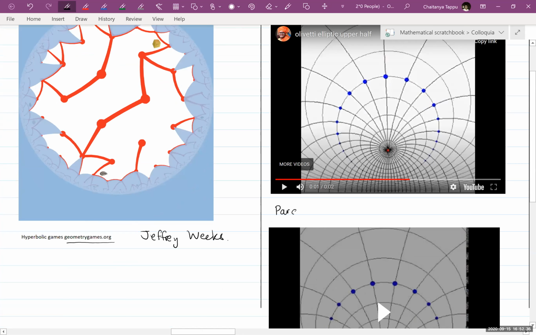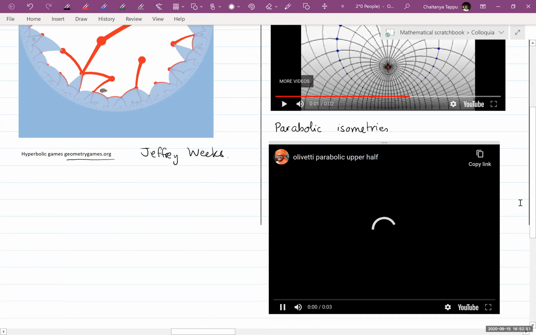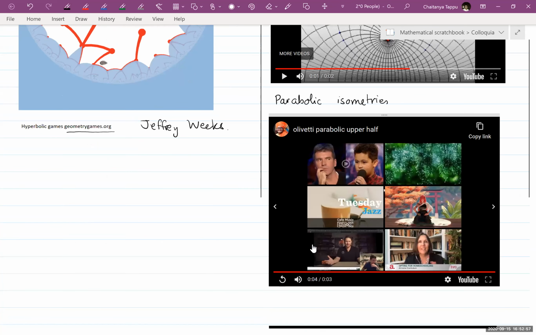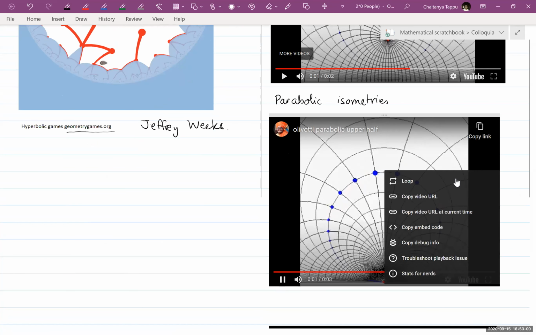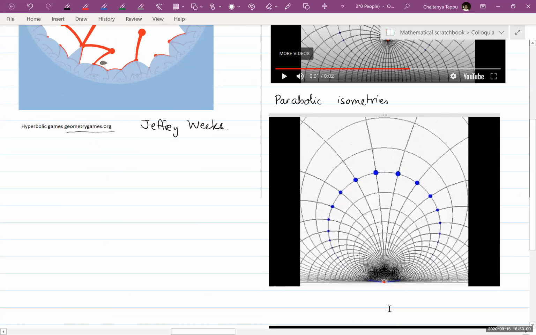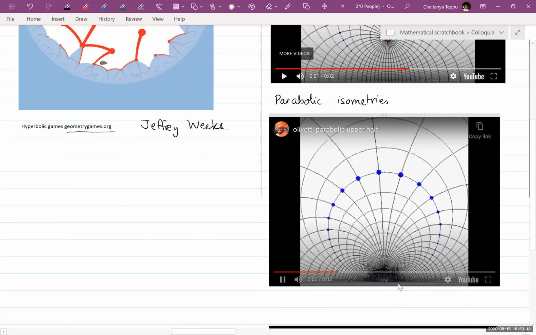Then there are parabolic isometries. Parabolic isometries somewhat look similar, but as you can see, the red point is now somewhere at infinity. So these aren't really circles. Points don't move along circles, but they move along horocycles.